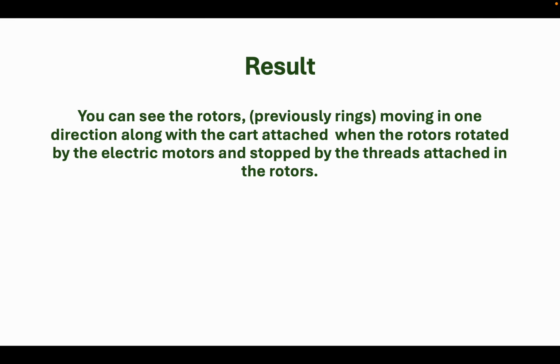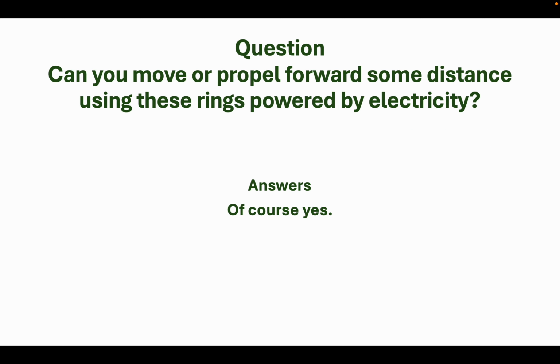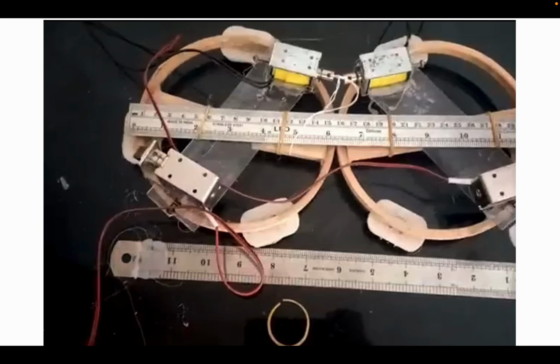Result, you can see the rotors, previously rings, moving in one direction along with the cart attached, when the rotors are rotated by electric motors and stopped by the threads attached in the rotors, as I have already explained before. Now another question: can you move or propel forward some distance using these rings powered by electricity? Of course, yes. Let's see the video.